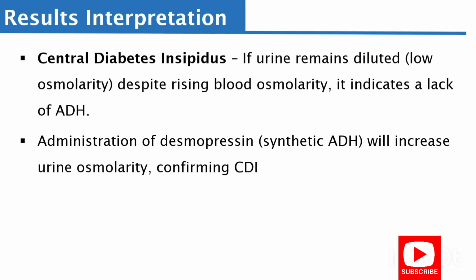Okay. Now, what it means is that in order to address the lack of ADH, we can decide to give desmopressin, which is a synthetic form of ADH, and that should be able to increase urine osmolarity. If it does increase urine osmolarity, of course, it now confirms that this is actually CDI, that means central diabetes insipidus. I hope that makes sense.